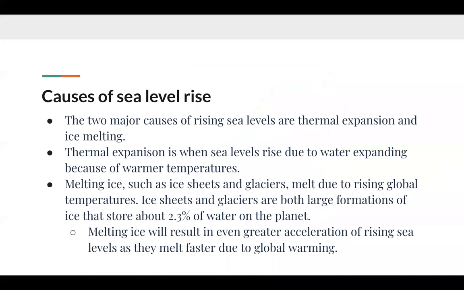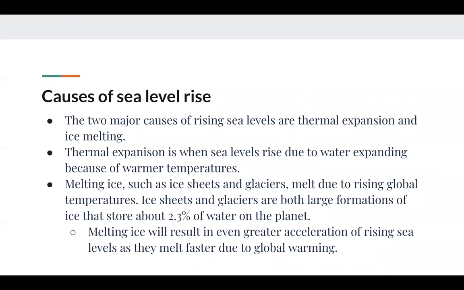What are the causes of sea level rise? Well, there are two major causes of rising sea levels, and both have to do with the rising temperatures of the Earth, and that is because of the greenhouse gases in the atmosphere. The two major causes are thermal expansion and ice melting. Thermal expansion happens when the water in the sea increases in temperature, and therefore it expands because the molecules grow a little farther apart.